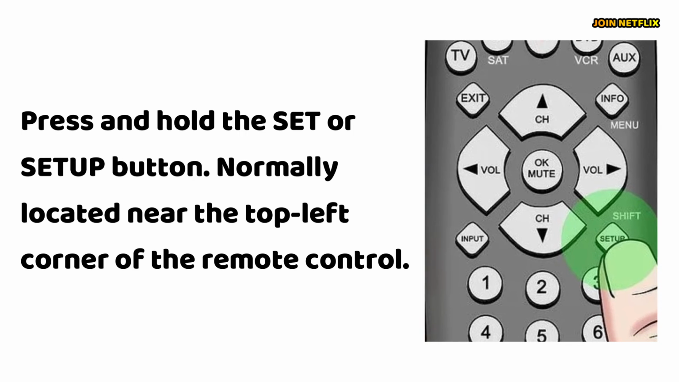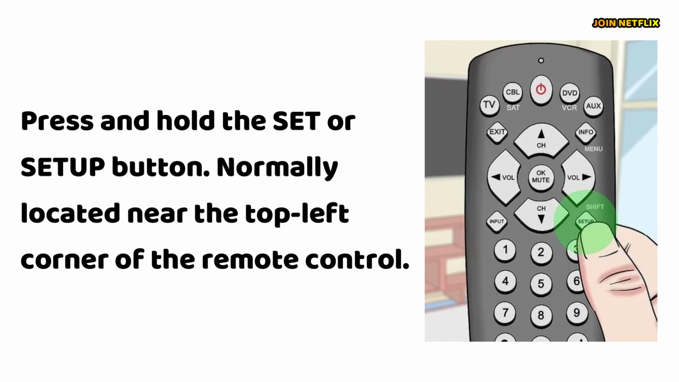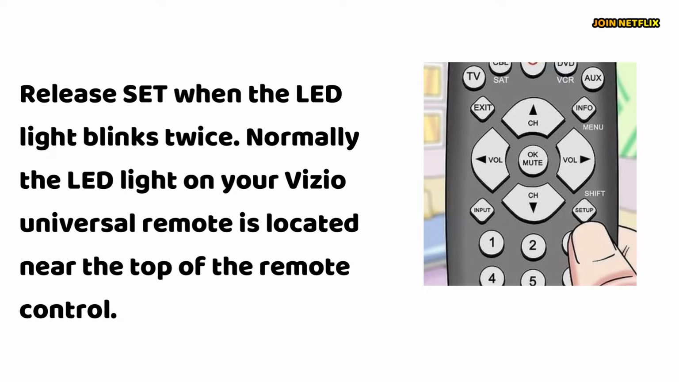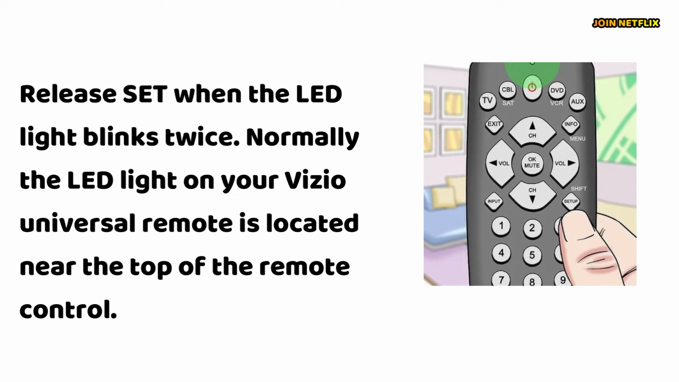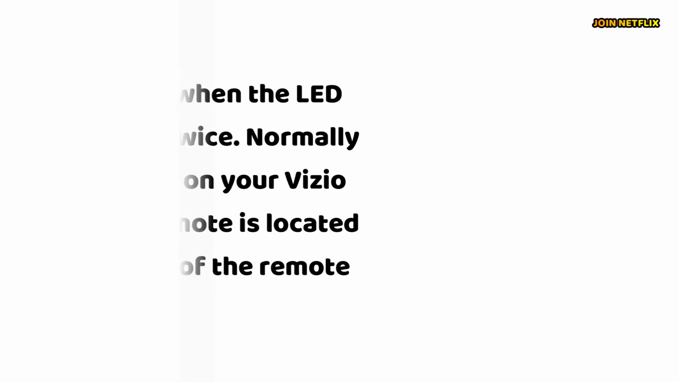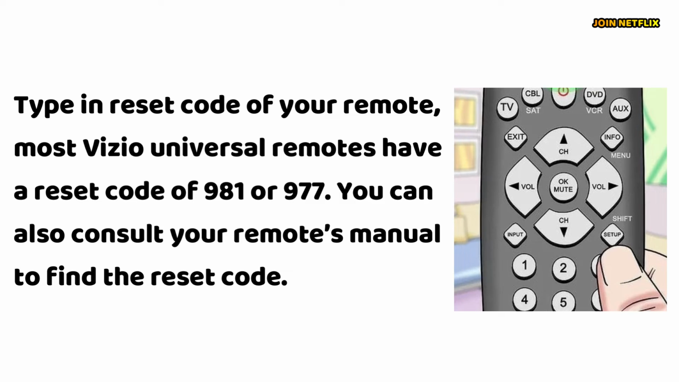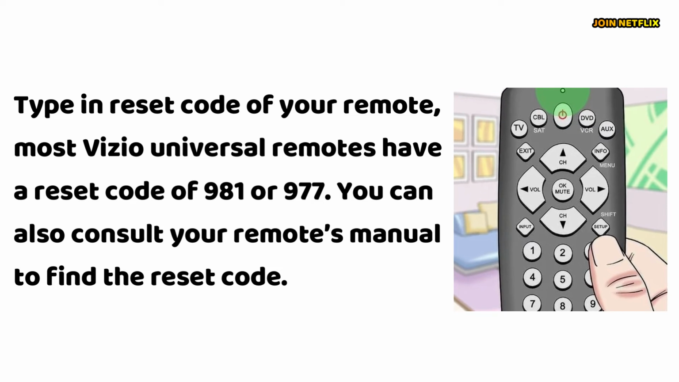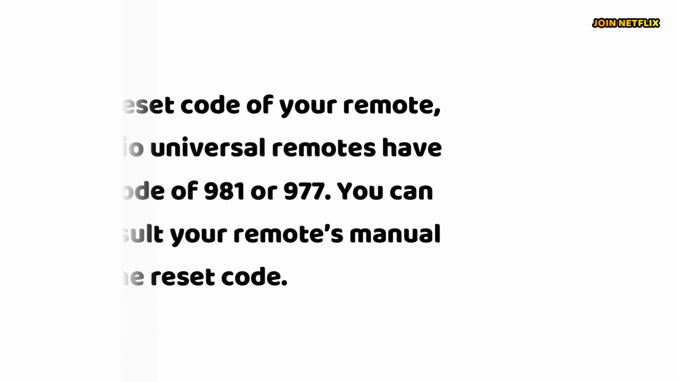Press and hold the Set or Setup button, normally located near the top left corner of the remote control. Release SET when the LED light blinks twice. Normally, the LED light on your Vizio universal remote is located near the top of the remote control. Type in the reset code of your remote. Most Vizio universal remotes have a reset code of 981 or 977. You can also consult your remote's manual to find the reset code.